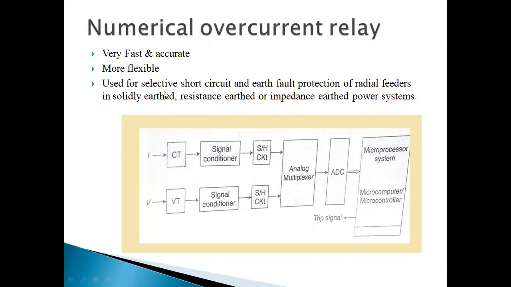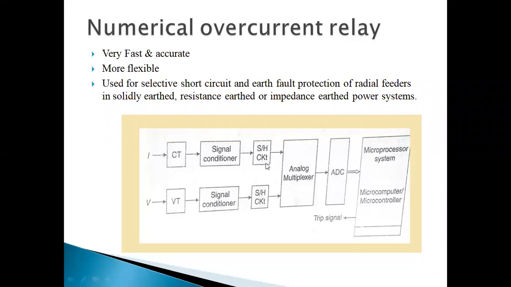So here in the numerical overcurrent relay, consider the current transformer and voltage transformer, for which the inputs are current and voltage respectively. Then the outputs of this current transformer and voltage transformer are given to the signal conditioner. Signal conditioner means the signal is conditioned into whatever form you want. That you will get here.